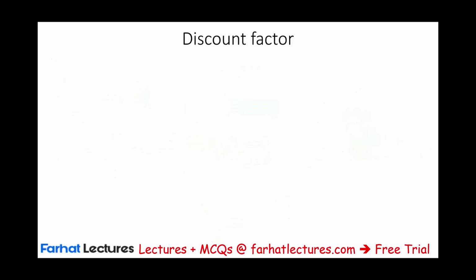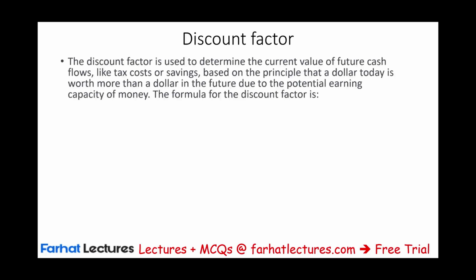Now, how do we figure out this discount factor? There's a good chance on the exam they might give you the discount factor, but they might give you multiple discount factors. Here I'm going to show you how we compute the discount factor, just in case you have to compute it. Also, I want you to understand the math behind it. Why is this number this number? So the discount factor is used to determine the current value of future cash flow, like tax cost or savings, based on the principle that $1 today is worth more than $1 in the future. And I explained to you why earlier, due to the potential earnings capacity of money.